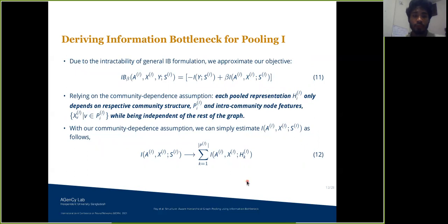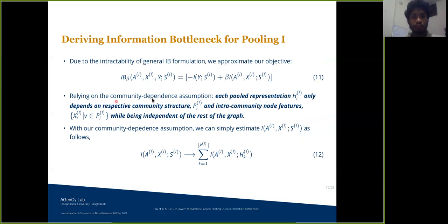Let's derive our objective function. Due to the intractability of general IB, we approximate our objective for each layer l as IB of A, X, Y and S equals minus I of Y and S plus beta times I of AX and S. Here I means mutual information.